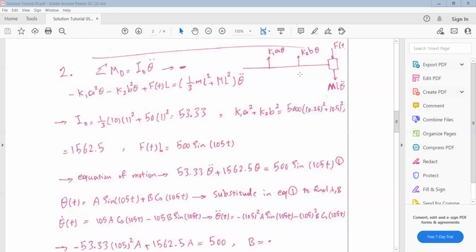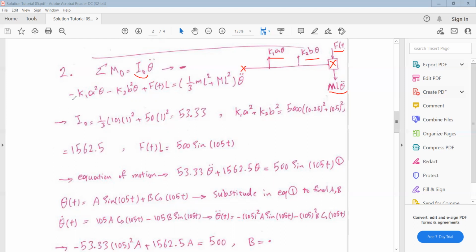So using Newton's second law, we have 1, 2, and 3 forces, which will cause the angular acceleration theta double dot. So the summation of the moments about this point, which is called point O, must be equal to I_O theta double dot. And this I_O is the mass moment of inertia of this bar and this mass with mass uppercase M about point O. And theta double dot is the angular acceleration.